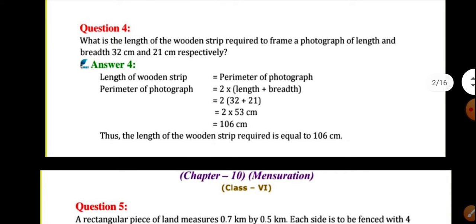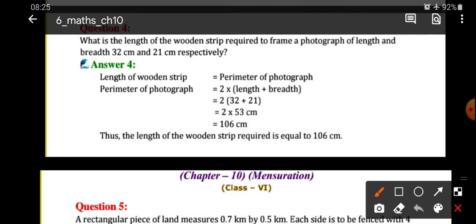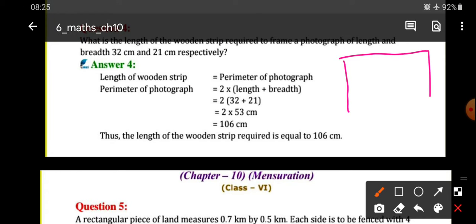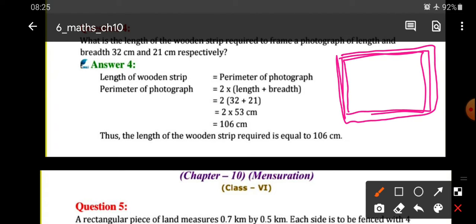Now the fourth question: what is the length of wooden strip required to frame a photograph of length and breadth 32 and 21 respectively? So the length of wooden strip required to frame a photograph. This is a photograph. Now to frame it, you will require a wooden strip outside it. So for that you need to find the perimeter of this photograph.